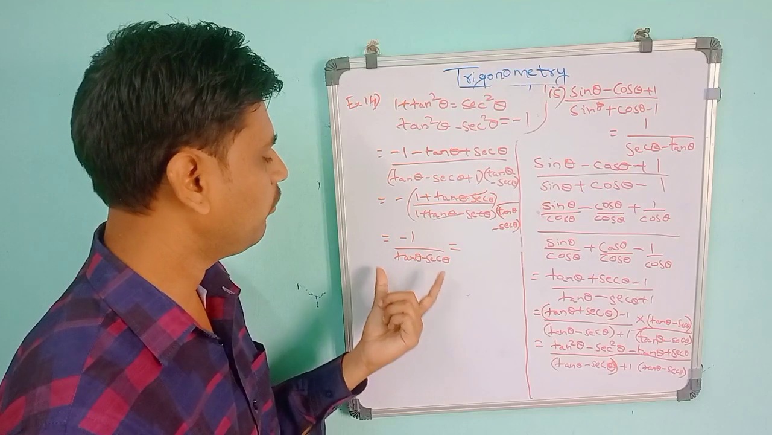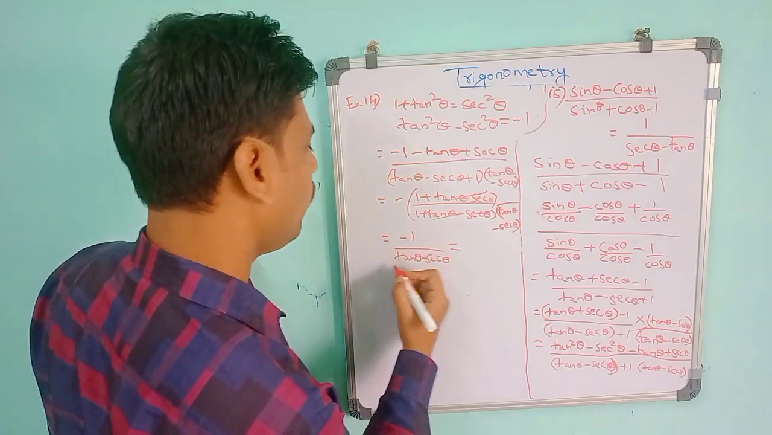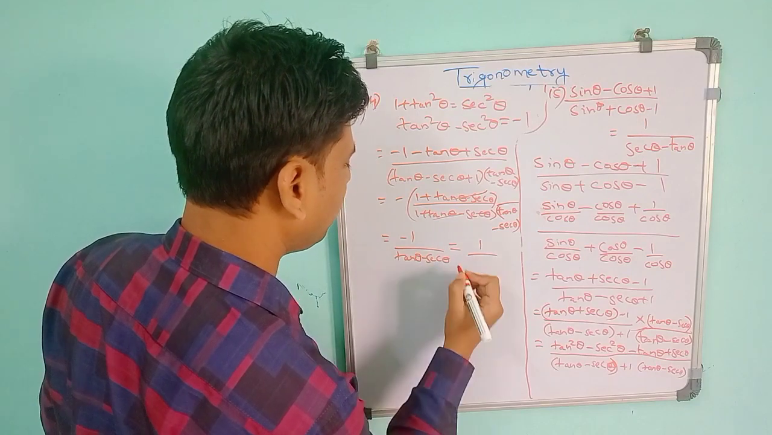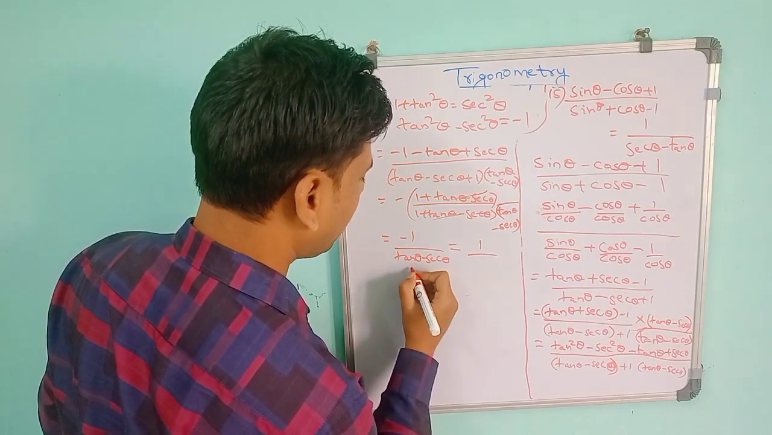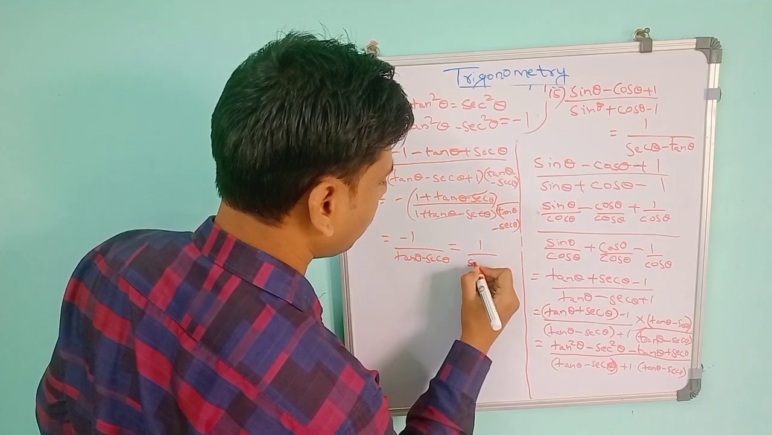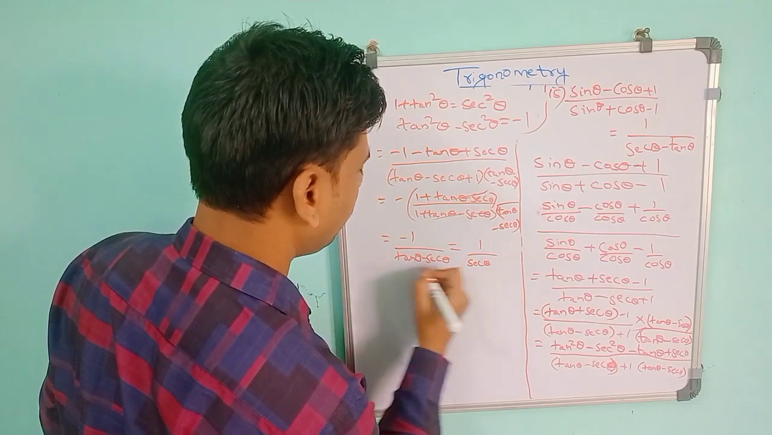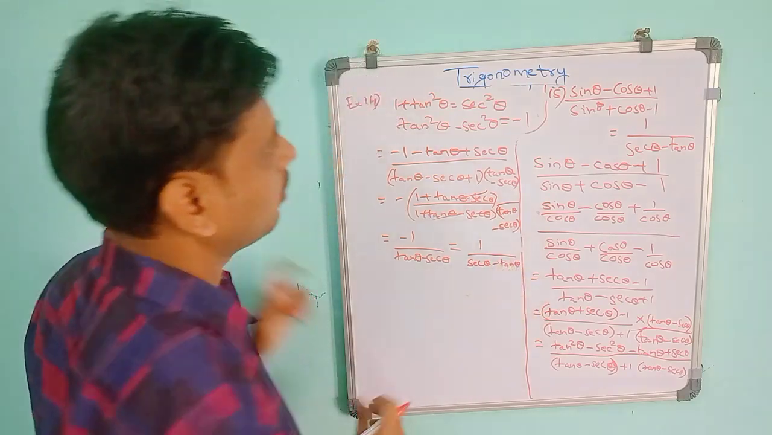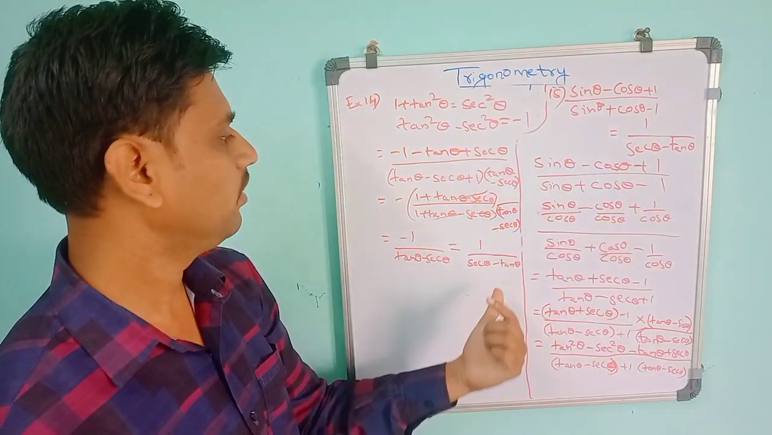So you should keep all the values positive only. So I will take minus common. So this will become plus, minus will become plus, so sec theta minus tan theta. See, 1 by sec theta minus tan theta.